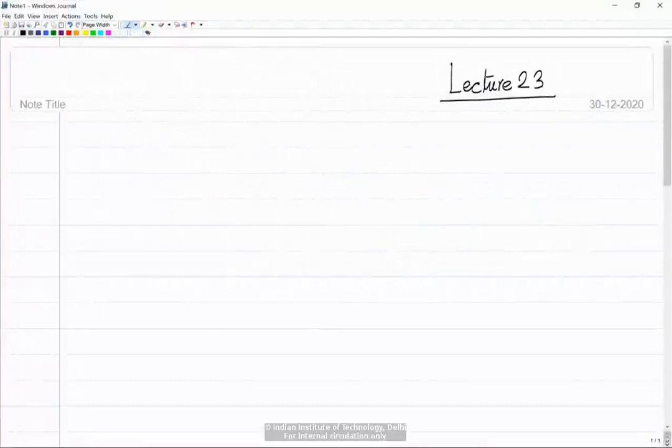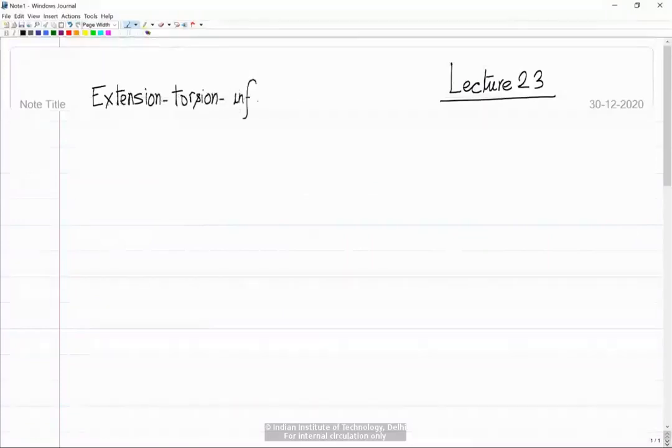As I told you in the last class, we are going to solve a boundary value problem, and how we can solve it using whatever we have learned. I'm going to illustrate this with the example of what's called extension torsion inflation in a beam. All right, or maybe it's a tube. So here is your tube.